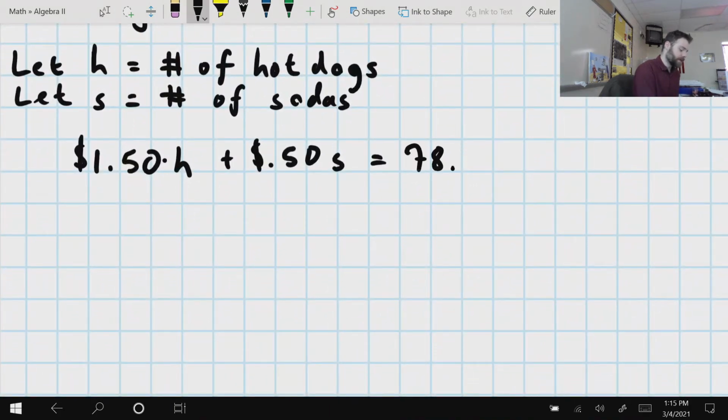And one thing to note here is that the lowest number that H and S can be is 0. You cannot have a negative hot dog amount. You're not going to sell negative hot dogs. No sane person is going to walk into the auditorium right before a basketball game and say, here's a hot dog, I'm going to give you this hot dog and you owe me $1.50. That's not going to happen, okay? So you can't have negative hot dogs and negative sodas.